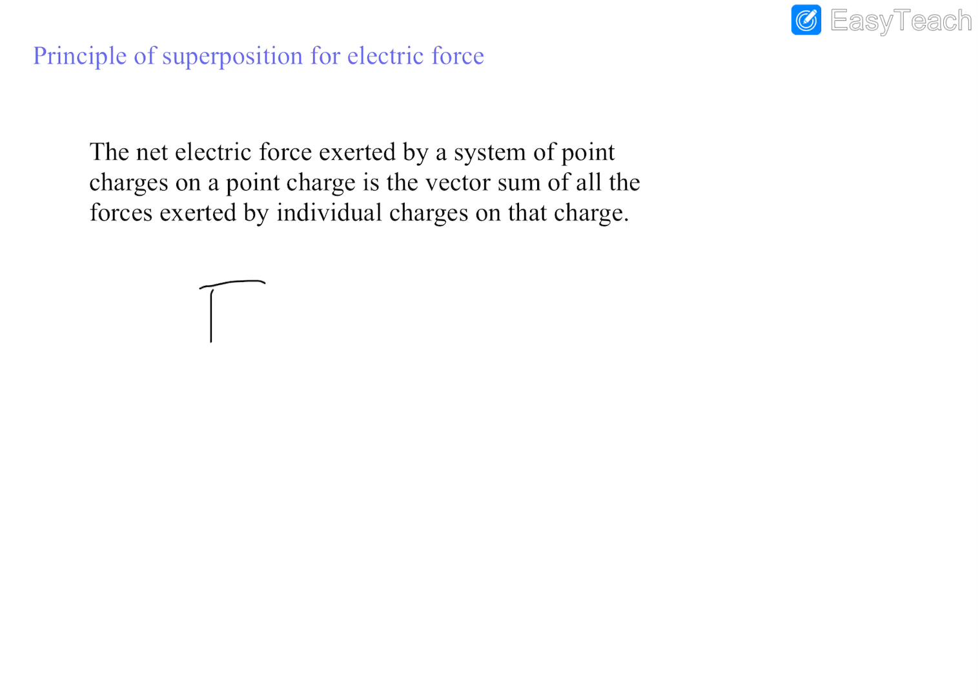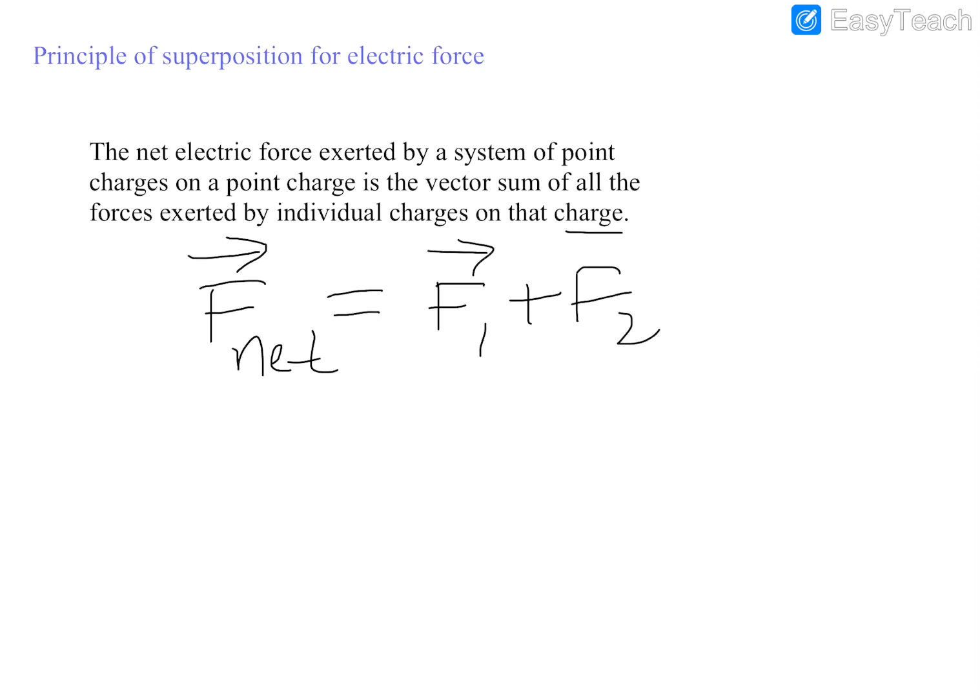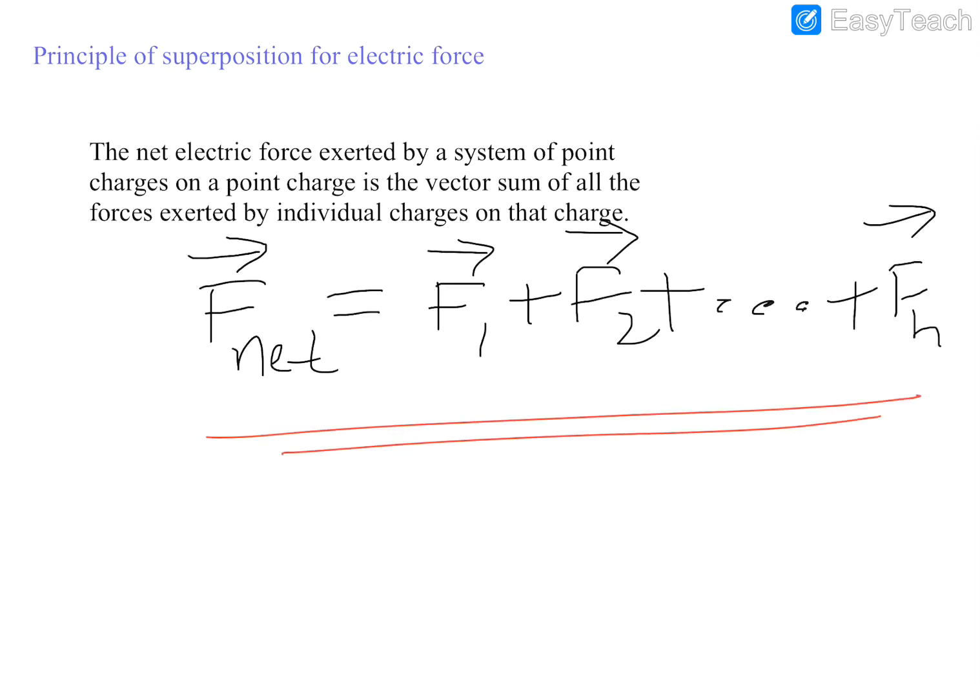Mathematically, F net means net force. Since force is a vector, we will write the vector symbol also. F net is equal to F1 plus F2 plus etc. plus Fn. If there are n charges, then this is the statement of the principle of superposition. Net force on any charge is the vector sum of all the forces.